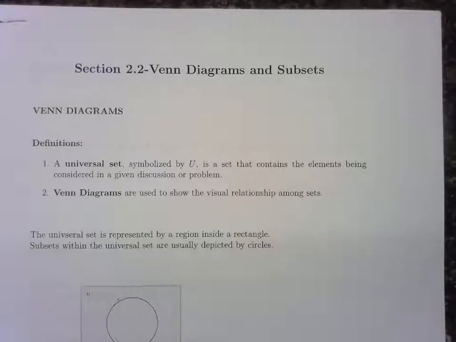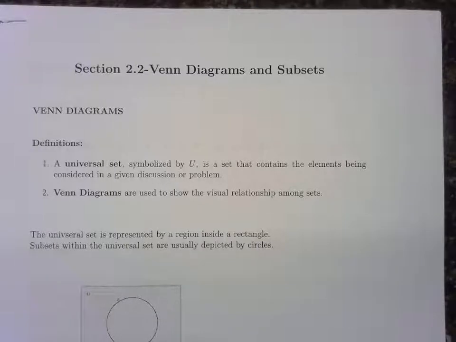Okay, section 2.2 is on Venn diagrams and subsets. So for this section, we're just going to do the basics of Venn diagrams. So we'll just have the one set still, and then next section we'll look at Venn diagrams with 2 and 3 sets, which makes them a little more complicated. And then we're going to look at the definition of subsets and do a couple more definitions with that.